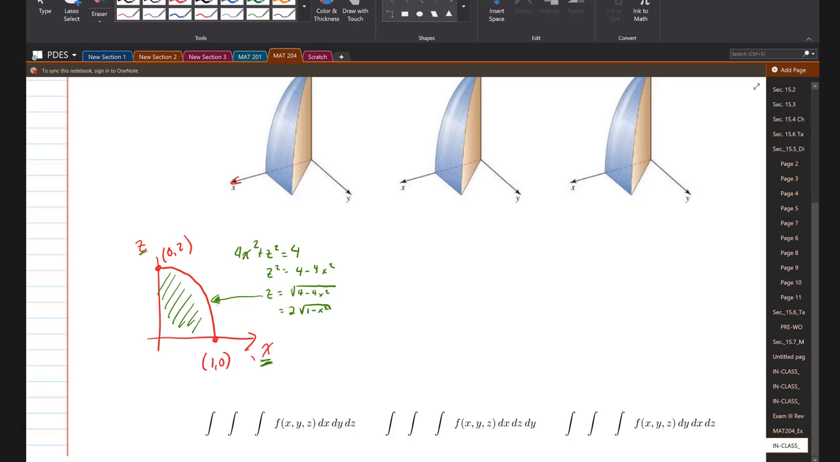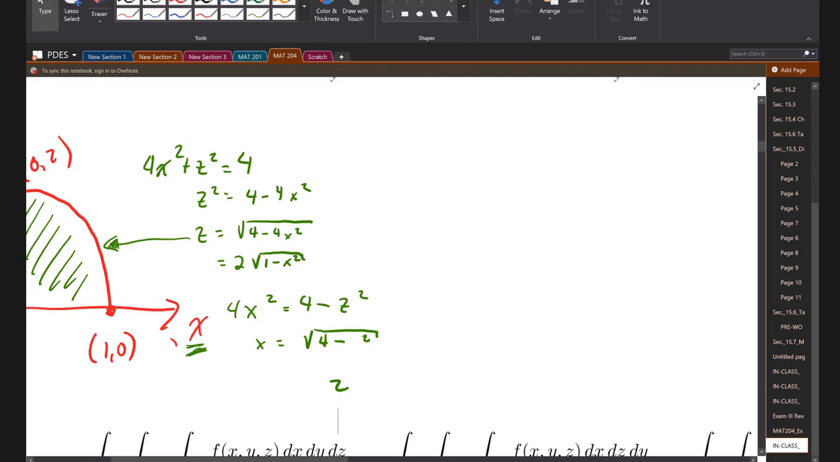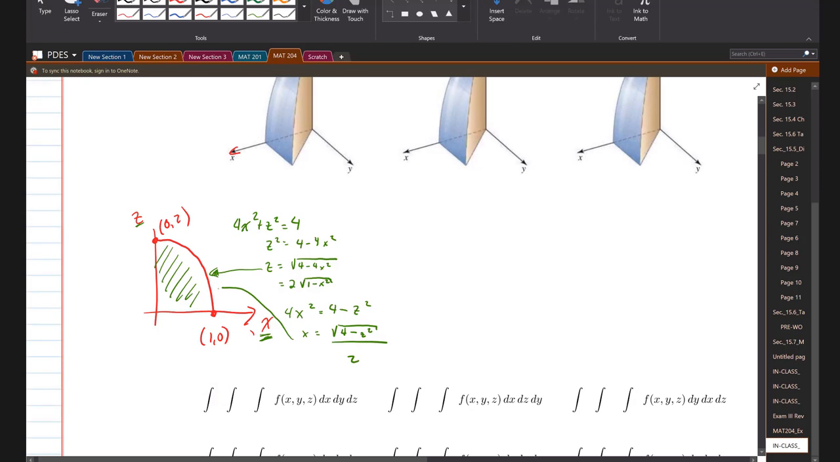Okay. The other way we could solve this is if we solve this for x, so we'd have 4x squared is equal to 4 minus z squared. Dividing everything by 4 and then taking the appropriate positive root of this would give me the square root of 4 minus z squared all over 2. Is everyone okay with that? So that's another way of describing that curve there.